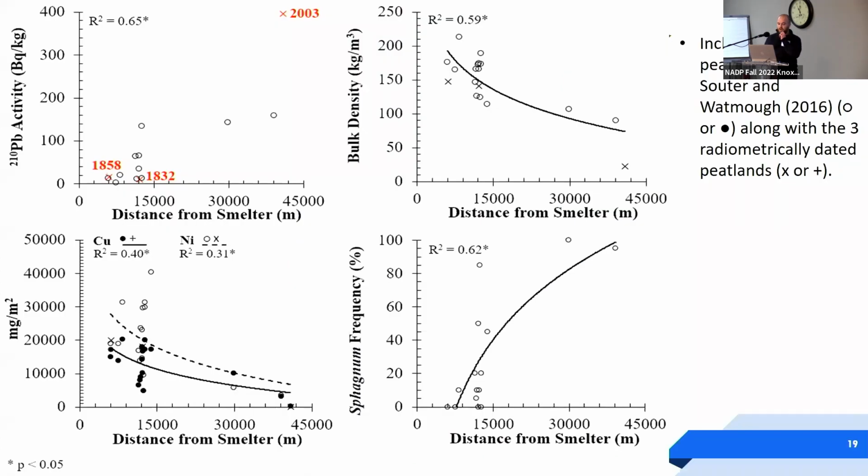And then comparing that to the sites from Suter and Watmo, we found quite similar trends that matched up. Just using distance from smelter, the bulk density decreased as you move further from the smelter. You get more sphagnum species. It's much lighter and fluffier than what was happening close to the smelter. And so you can see that matches up with sphagnum frequency and copper and nickel concentrations in these peat cores as we move further away from the smelters.